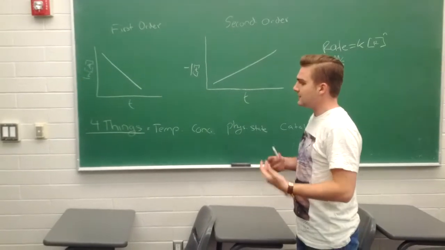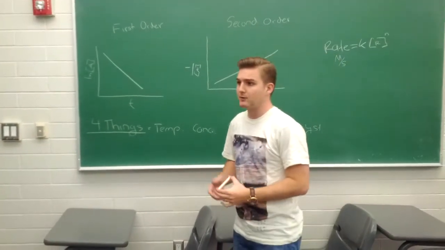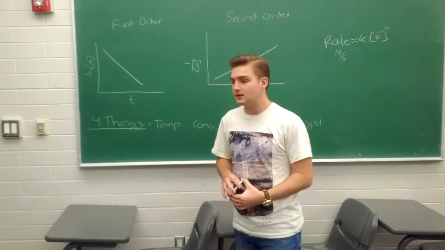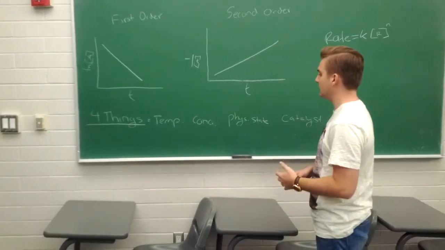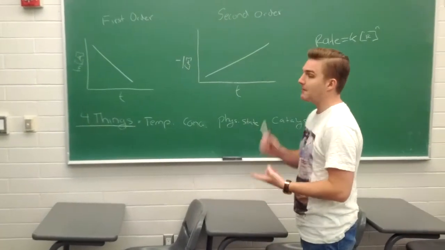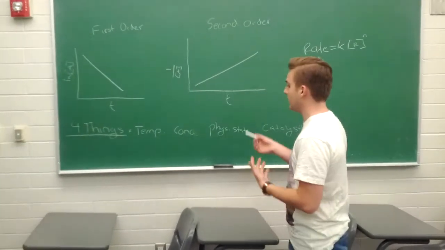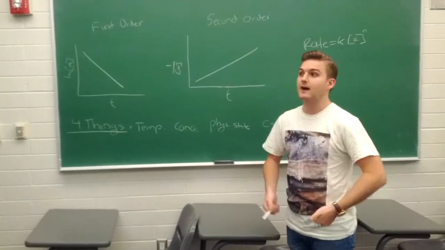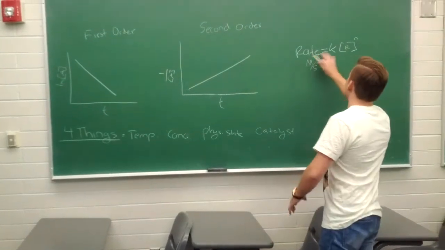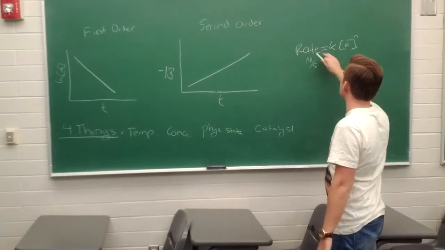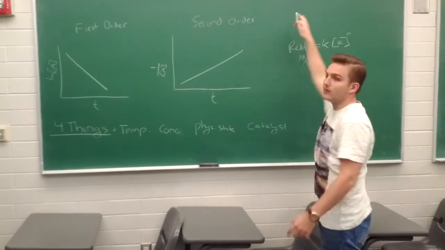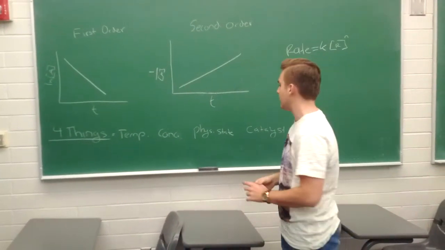So there's going to be several things that affect rates, 4 things specifically that you need to know. And those 4 things I have here are a little bit abbreviated. Temperature will affect how fast my rate will go. Also, concentration of my reactants. If I up my concentration, this is a direct relationship here. If this number gets bigger, then the rate will also get faster. So concentration will affect that.